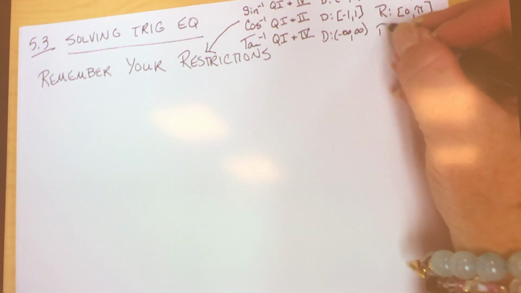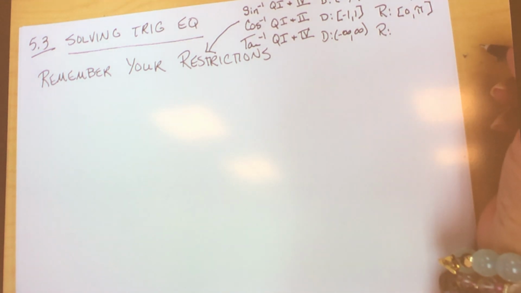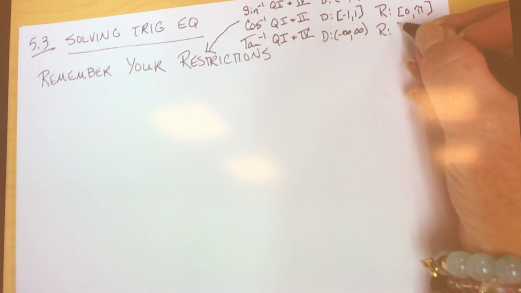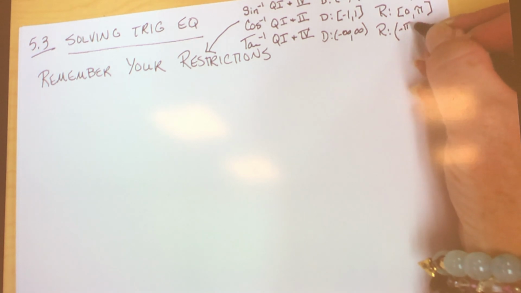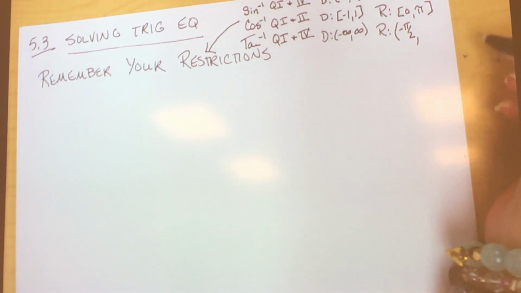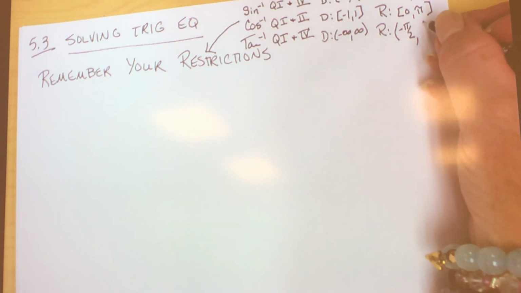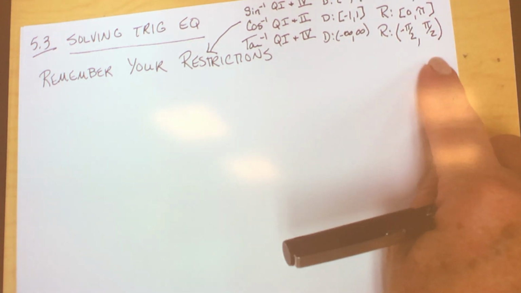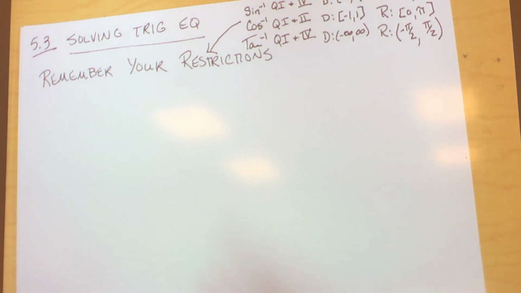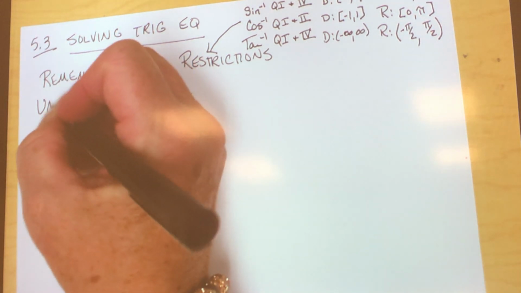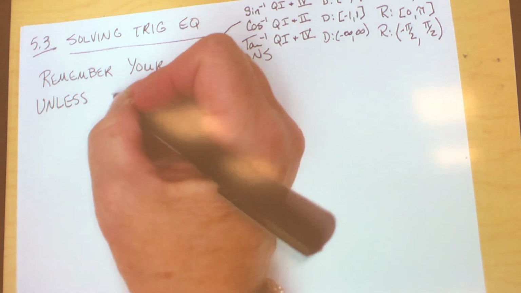What about his range? Negative pi over 2 to pi over 2. Just like inverse sine? Exclusive. Exclusive, because those are my what? Asymptotes, okay? So it can't be those outer points. Negative pi over 2 can't be on that axis. Those are the asymptotes, so they're excluded, not included. Okay? So remember your restrictions, unless, here it comes.